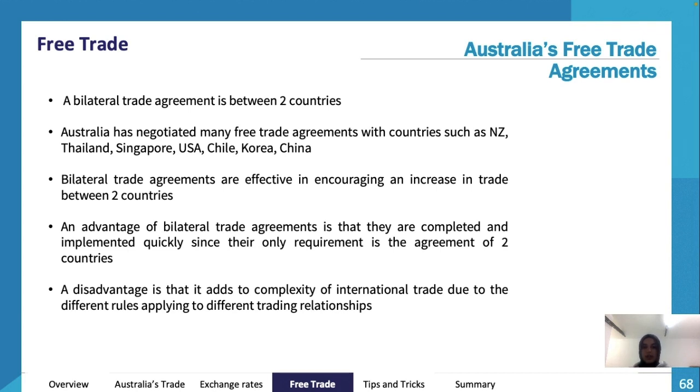Bilateral agreements are effective in encouraging increased trade between two countries. So if it's between Australia and the US, encouraging trade between those two countries becomes a lot easier because of that free trade agreement. So an advantage of a bilateral trade agreement is that they are completed and implemented quickly, because really you just need two signatures, right? A disadvantage, however, is that it adds to the complexity of international trade, because now there's really just that relationship between the two parties. There are too many different trading relationships, which can be quite difficult to manage.